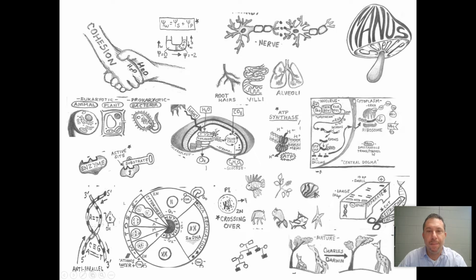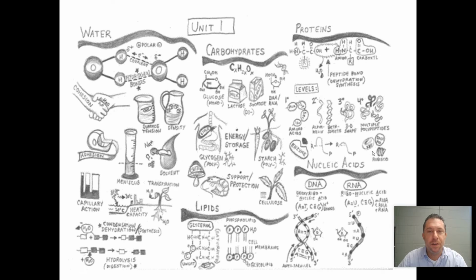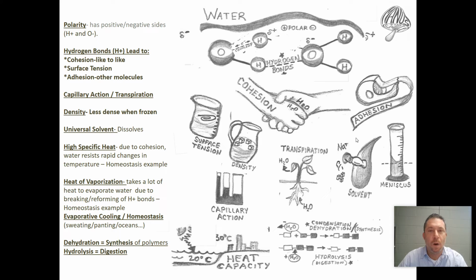Today I want to go over AP Biology's Unit 1. Unit 1 is going to be over the macromolecules and water. Water is going to be a polar molecule. It's going to have a negative charge on the oxygen side and a positive charge on the hydrogen side.